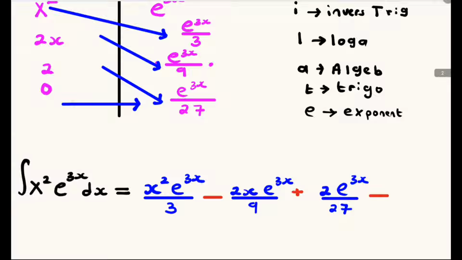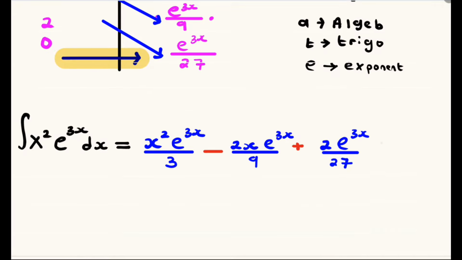And since we can't go diagonally anymore, we have to go horizontally. So horizontally we have the integral of that 0 multiplied by e raised to the power 3x divided by 27 dx, but that 0 multiplied by that function will be 0, and the integral of 0 is 0. With that removed, we have our constant c. And this will be our answer using the integration by parts table method.